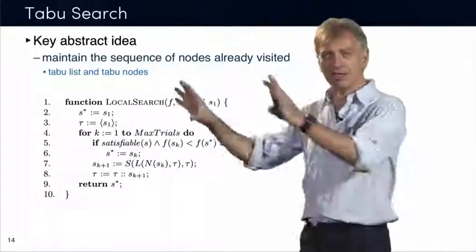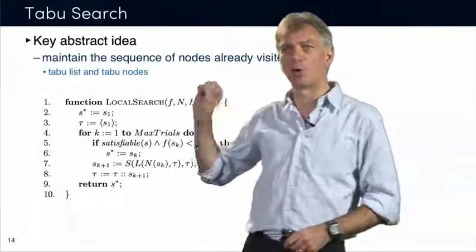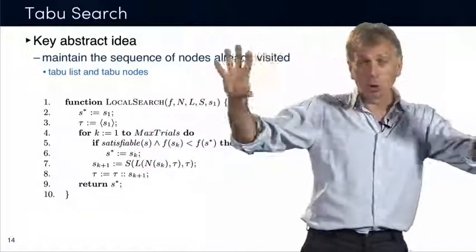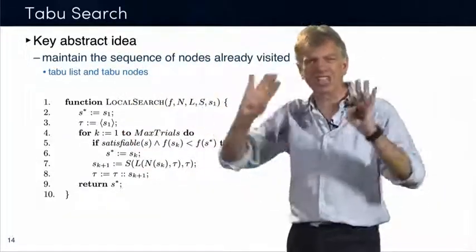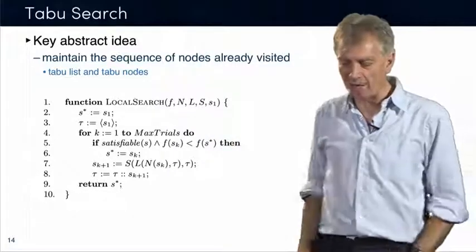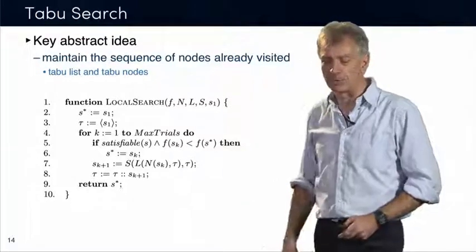Okay, so this is the abstract idea behind Tabu Search. You maintain something called a tabu list. Think of it as all the nodes that you have visited so far, and you never want to go there again. You have been there, seen that. I know what these nodes are. This tabu list is a set of tabu nodes that you have seen already.